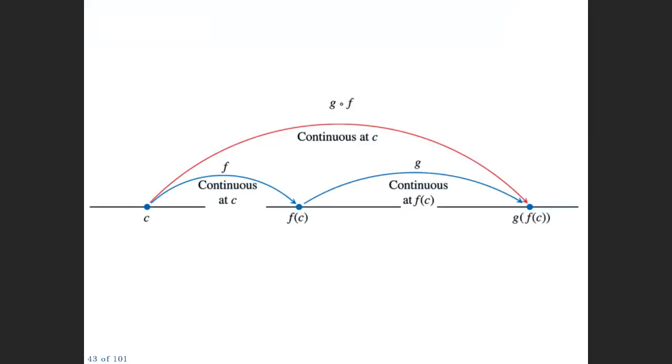Now, you can think of it like this. If the blue arrow for f is continuous at its starting point, starting at c, and if g, also a blue arrow, is continuous at its starting point, f of c, then the red arrow, which goes all of the way from the starting point of f to the end point of g, is continuous at its starting point, continuous at c.